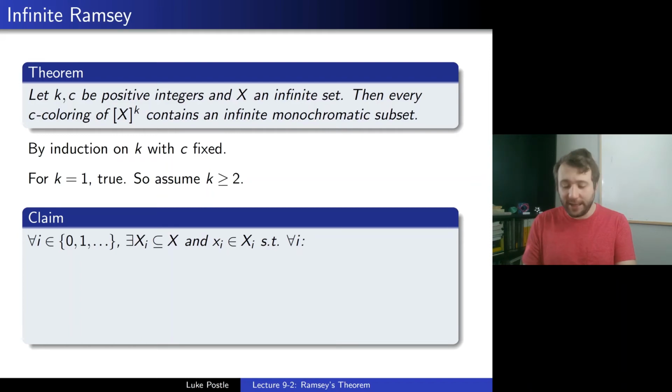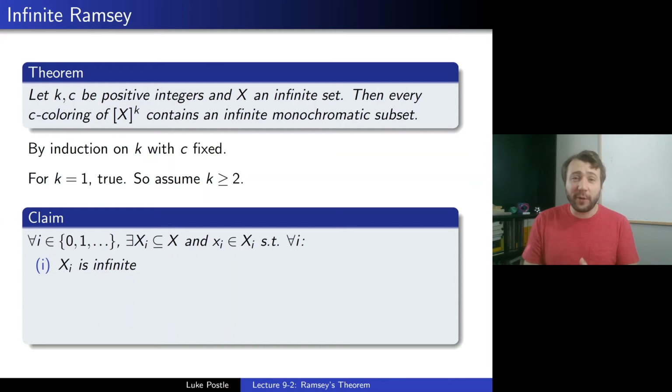We're going to have a claim. So instead of these sets Vi, I'll call them Xi, because we have a set X now. So for every i, 0, 1, off to infinity. Now we're not going to stop, right? We're going infinite. There exists an Xi, a subset of X, and a little xi in the big Xi, such that the same kind of things hold.